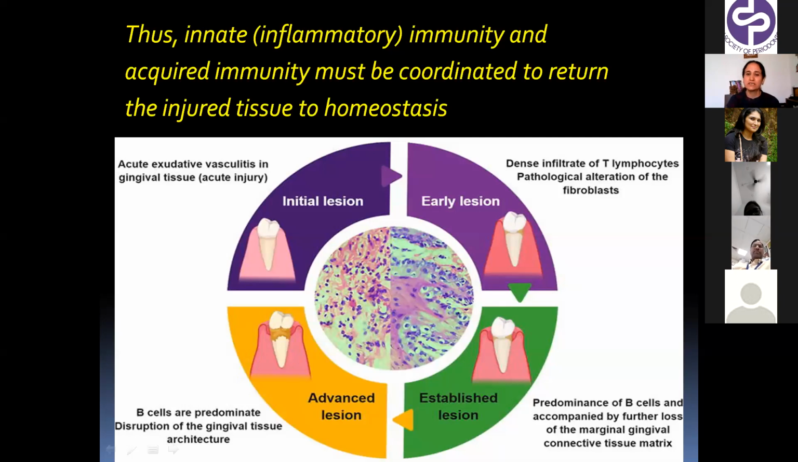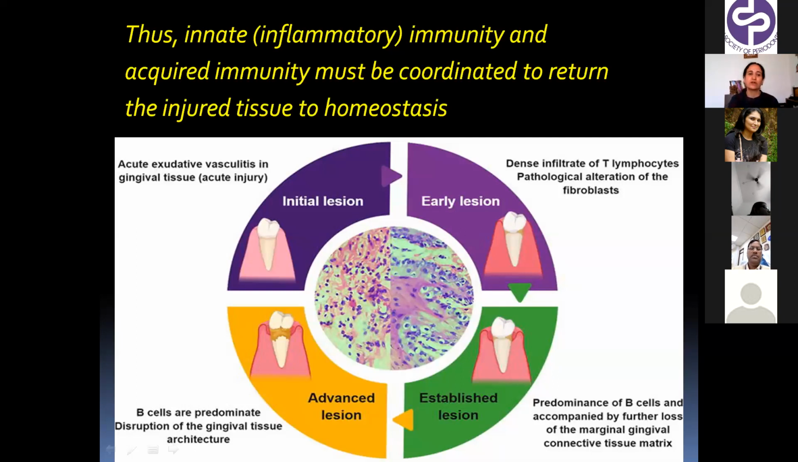The third is the established lesion. It's still gingivitis, where we have not yet progressed to periodontitis. There is predominance of B cells, and there is further loss of the matrix, further infiltration of the cells, further swelling of the tissues, and ultimately, once it crosses that barrier of junctional epithelium, it goes to the advanced lesion, that is our periodontitis.